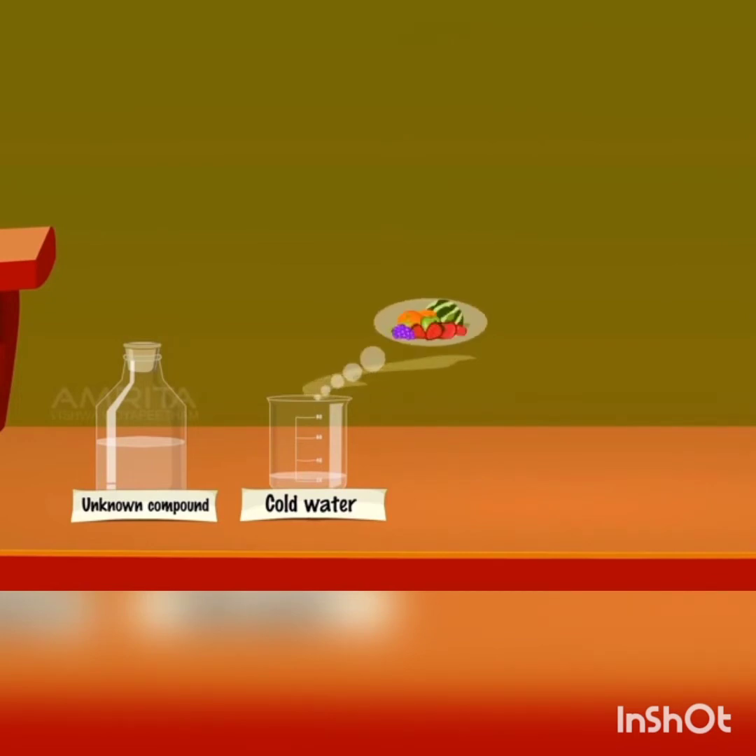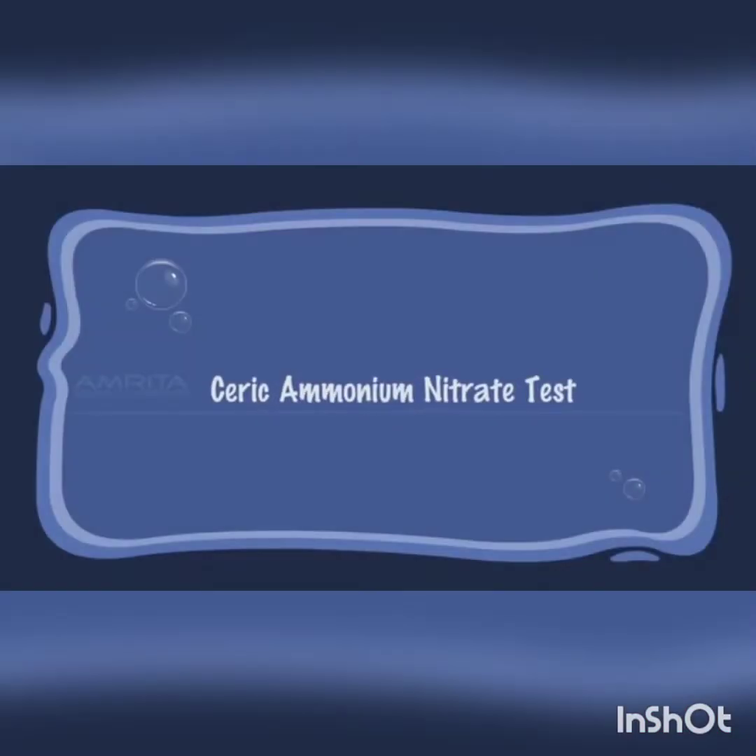Alcohol reacts with carboxylic acid in the presence of concentrated sulfuric acid to form a fruity smelling compound called esters. A fruity smell indicates the presence of an alcoholic group. Ceric ammonium nitrate test.